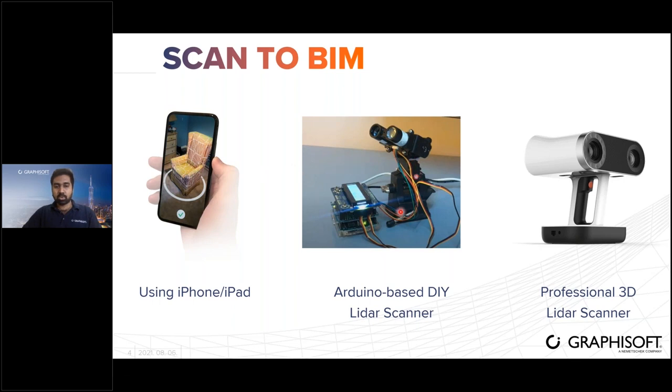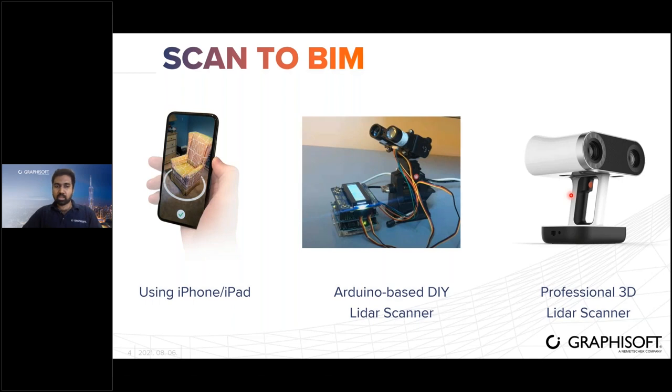The second option is to develop a do-it-yourself LiDAR scanner, just like what Mr. Chidam did in the previous presentation for the light control. We can develop our own Arduino-based LiDAR scanners. The third option would be the professional 3D LiDAR scanner, which is available on the market. This is a bit costlier than the previous options, but the accuracy of the data will be much higher than the previous options.